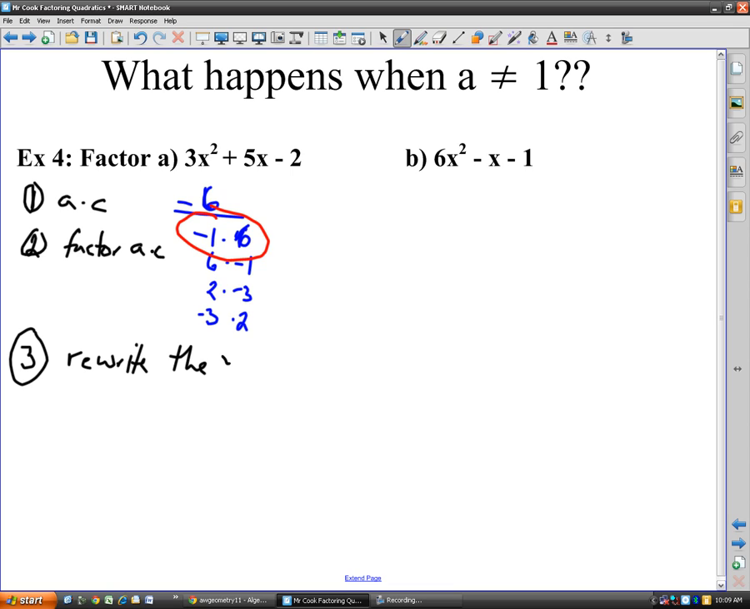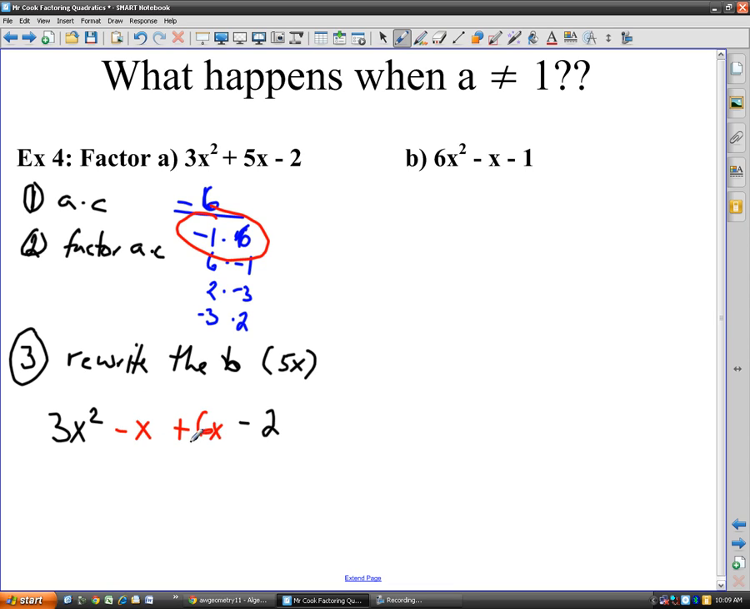Okay, I'm going to rewrite it in the problem. So I'm going to start out, 3x squared doesn't change. My middle term now changes to negative x and positive 6x. So hopefully you see with the red that I didn't change the middle term, I just separated it out into its factors. Step 4, group.